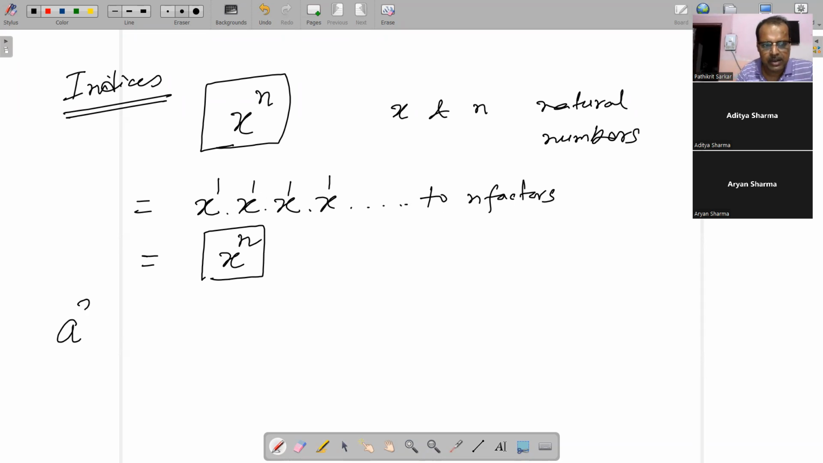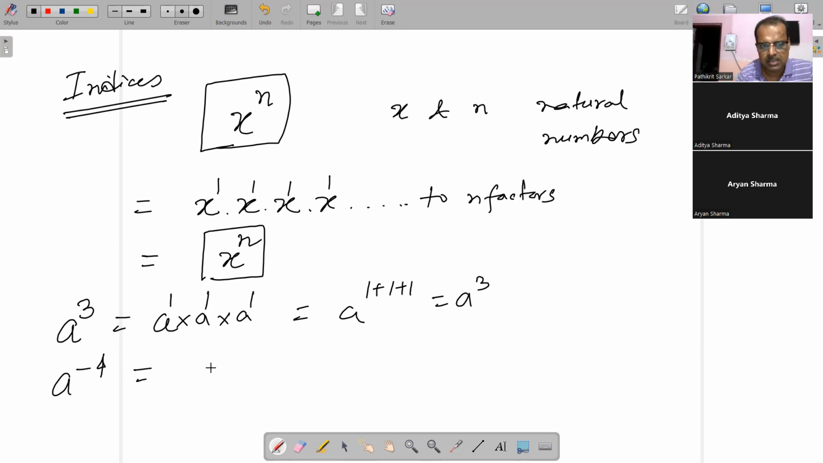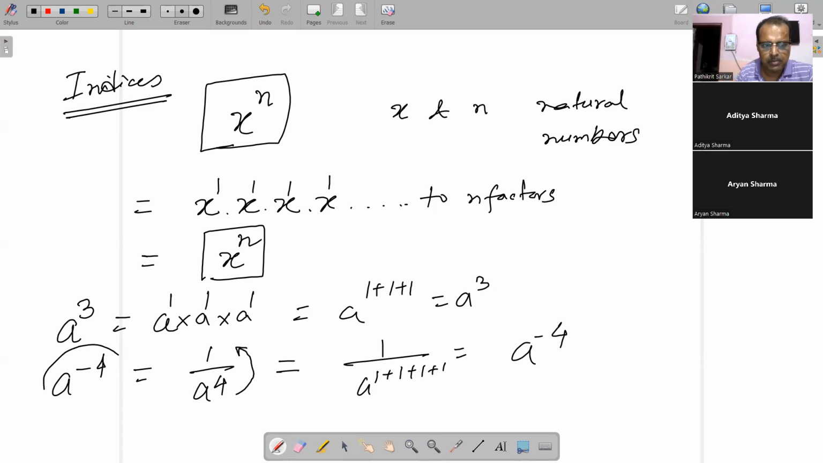For example, the moment we write A cubed, that means we are writing A into A into A. Here it is 1, here it is 1, here it is 1, so we can write 1 plus 1 plus 1, and it comes down to A cubed. Similarly, once we come to A to the power minus 4, that means A to the power 4 moves down. Minus means it will move down. So basically this is 1 plus 1 plus 1 plus 1, and ultimately it comes down to A to the power minus 4. So this is the way it comes.